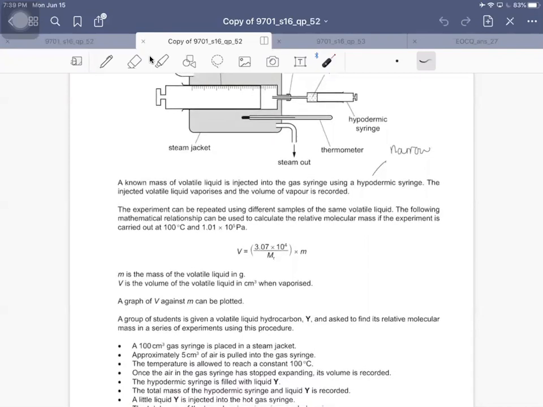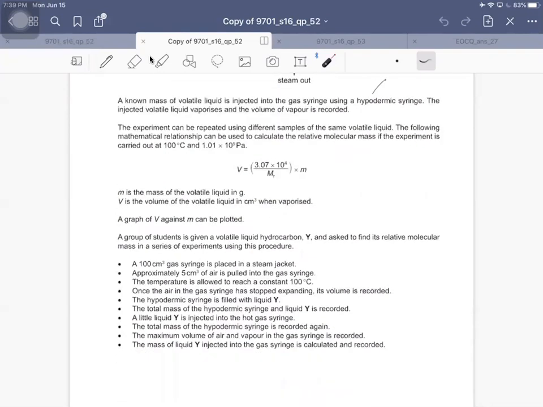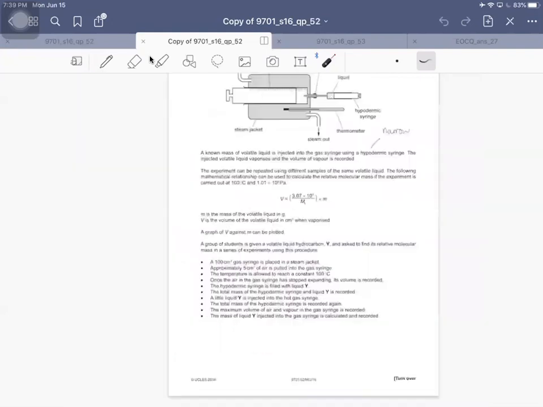For the gas syringe, you don't have to wait. You just read the initial volume here, and then maybe the final volume is somewhere here. And that is the amount of gas Y. Remember, this part is your air molecules. That's why you have to do some subtraction. So then the maximum volume is recorded. The mass of liquid Y is calculated and recorded.